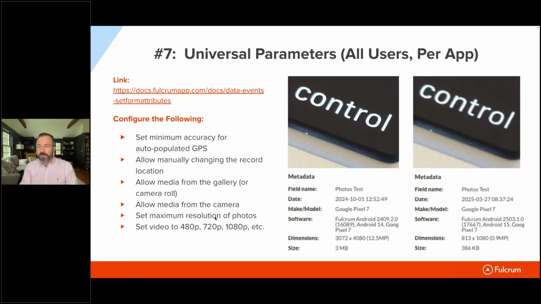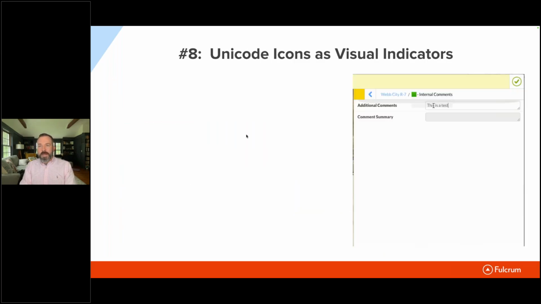Same with photos. You set the maximum pixels and it will come down to 1 megapixel, 0.9 megapixels in my example. This is evolving. There's new things coming out with this. In fact, recently we added some more to it. So check out in our developer docs the data events for set form attributes and start weaving that into your apps as a standard. All right, number 8.